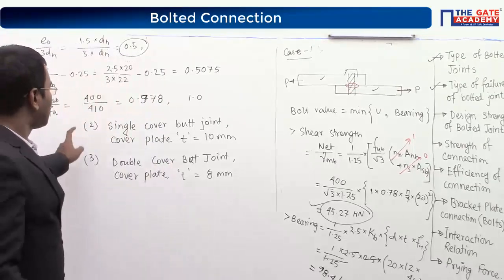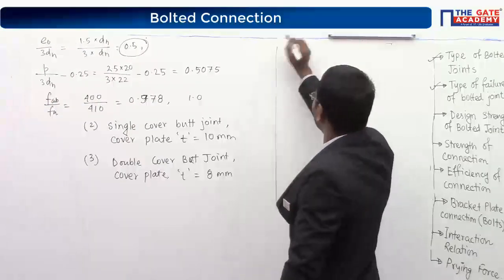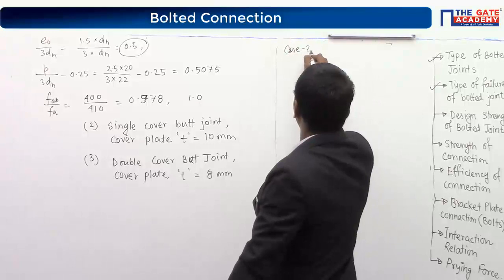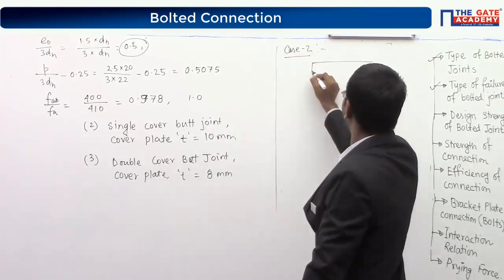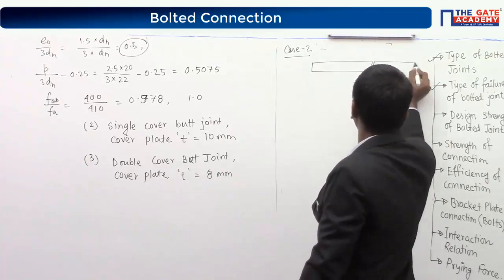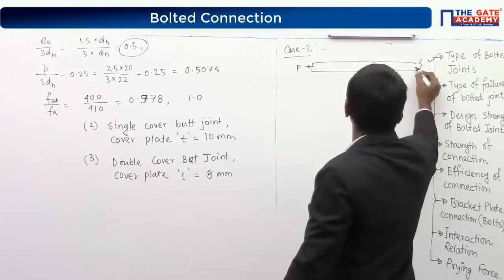Now do the second part, single cover bar joint. So single cover bar joint, case 2. So I can say for case 2, single cover bar joint, both our main plates are 12 millimeter thick like this. Forces are applied this way.